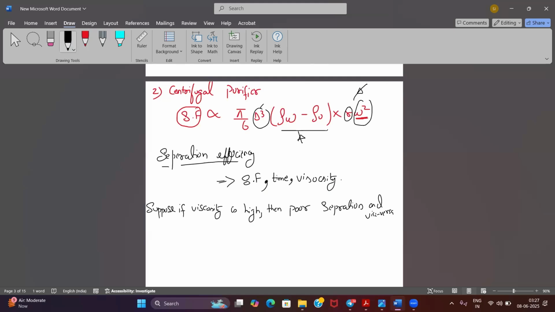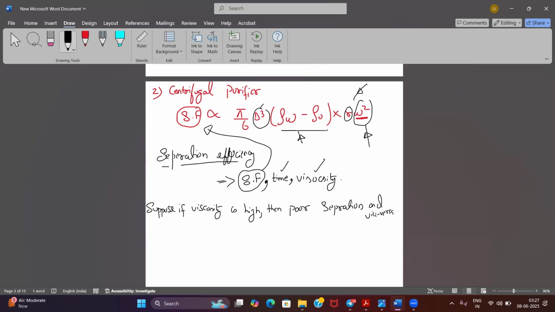The separation efficiency will depend upon, first of all, the separating force, whatever we have discussed in this separating force part. That is the diameter of the water droplet and the density difference, and obviously my angular velocity. The more RPM you give it, the better separation force it will provide me, right? Then time also is a factor. Time will also decide how much separation is happening inside my purifier. And finally, the viscosity of the oil.